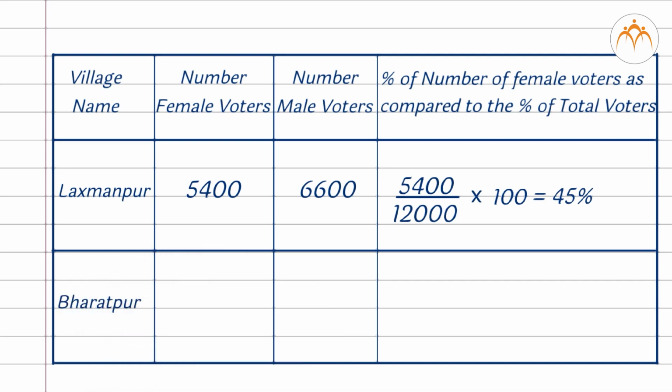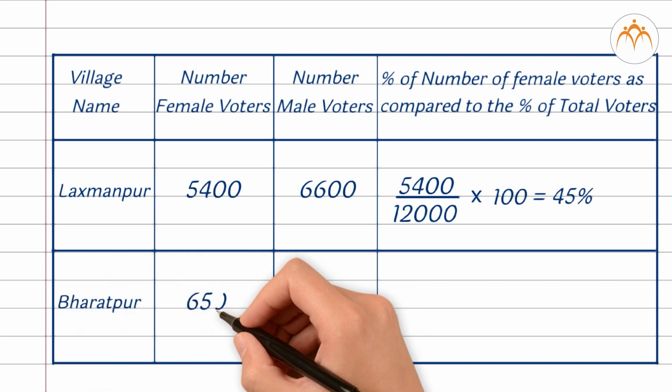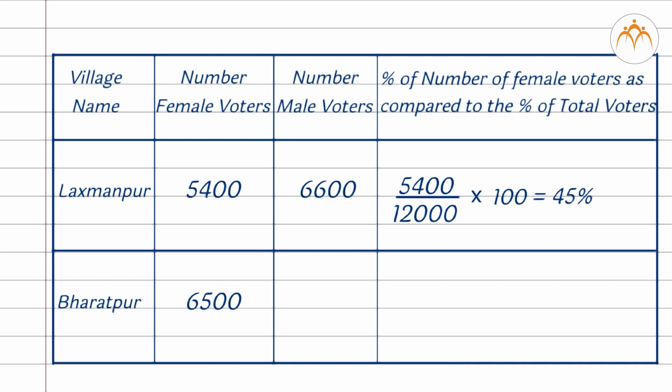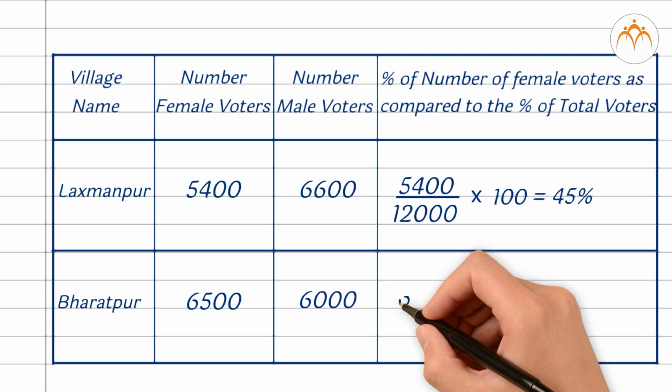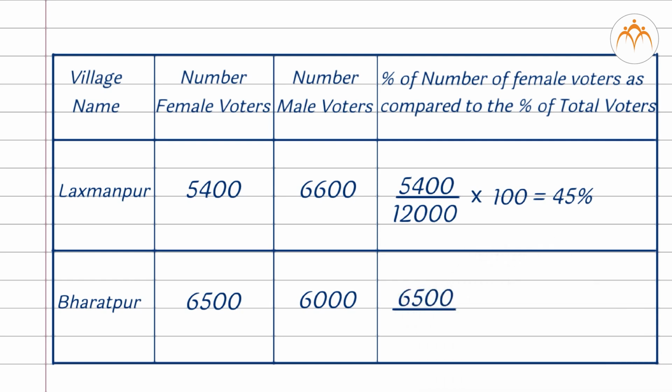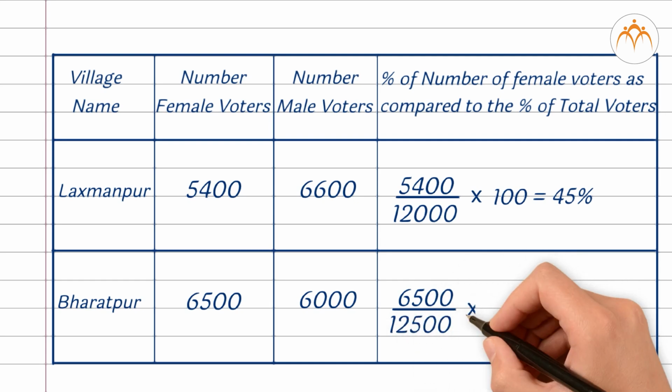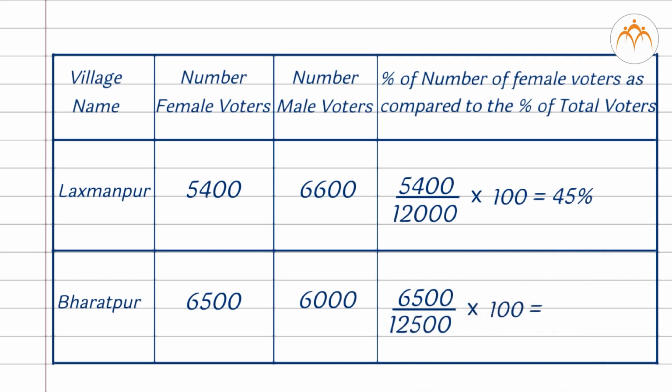Bharatpur. Number of female voters 6,500. Number of male voters 6,000. Percentage of female voters as compared to total voters: 6,500 divided by 12,500 multiplied by 100 is equal to 52%.